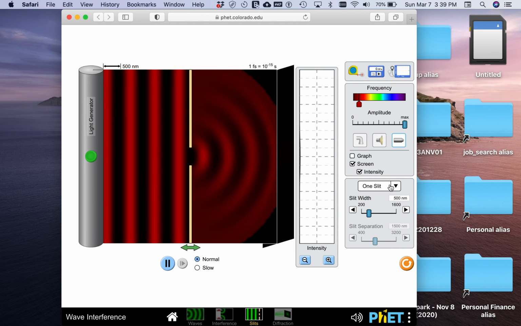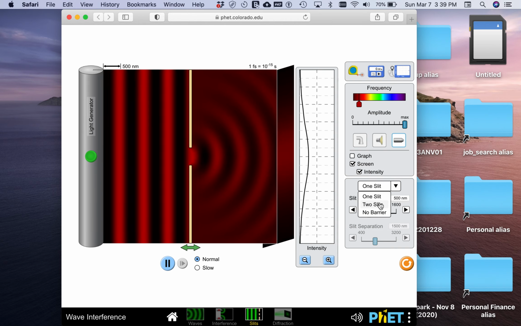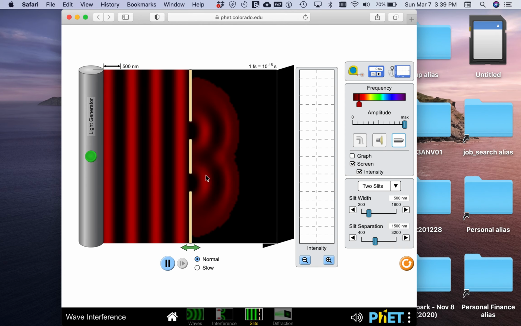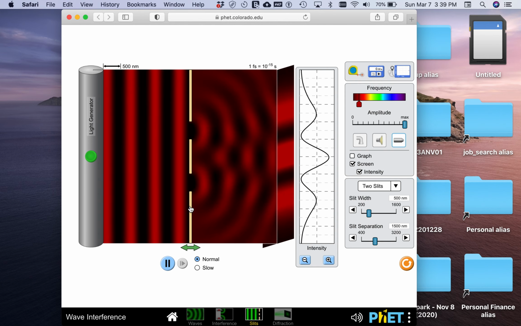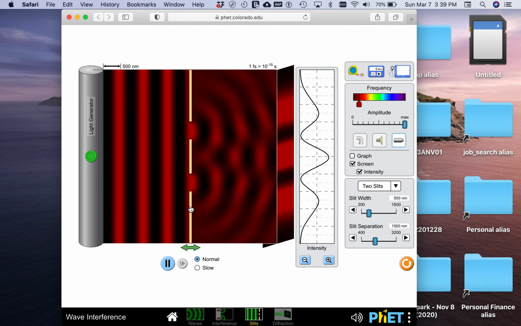Oh, this is again in one slit. I guess this didn't. Okay, we need this to be in two slit. So we have a two slit here. The distance from here. So let's see, look at that pattern.